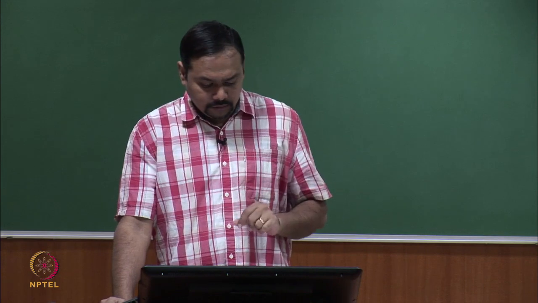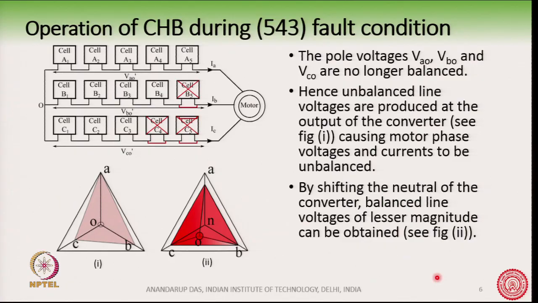So, if you have a bypass of cell B5 and you have a bypass of cells in C4 and C5, then the pole voltages will automatically get unbalanced.